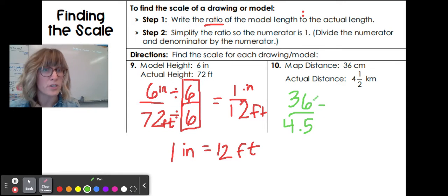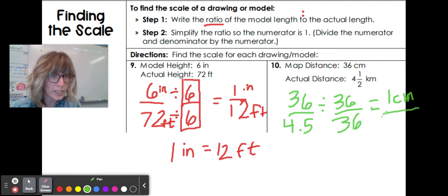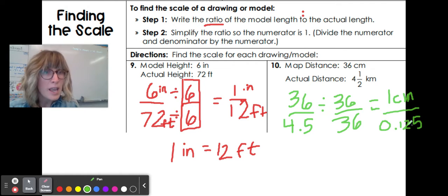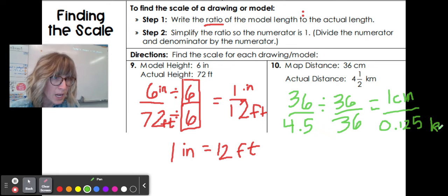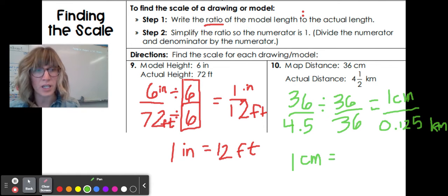Okay. So then, well, what do we want to do? It says we want to simplify the ratio so the numerator is 1. All right. So let's do that. We're going to essentially divide both by 36. 36 and 36. And when we do that, we end up with 1 centimeter on the top, and we end up with 4.5 divided by 36 using my calculator is 0.125, or in mathematical fancy talk, we could say 125 thousandths. But let's go ahead and, oh, kilometers, forgot the label. That's an important step here. So we have a 1 centimeter on the map is equivalent to an actual distance of 125 thousandths of a kilometer.